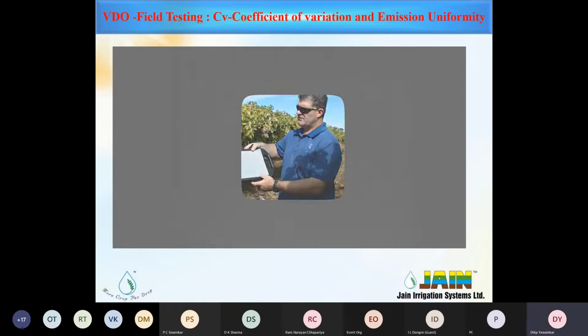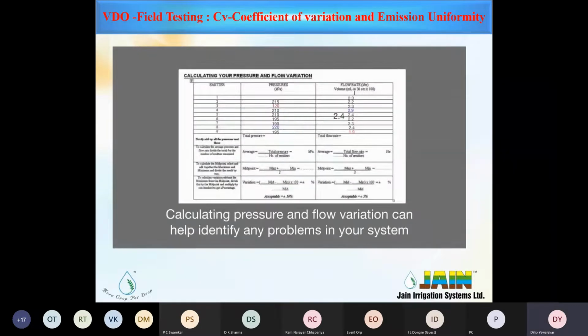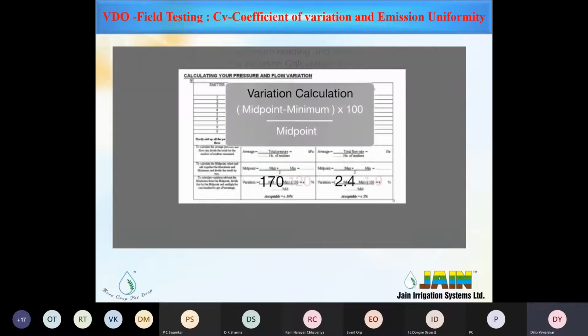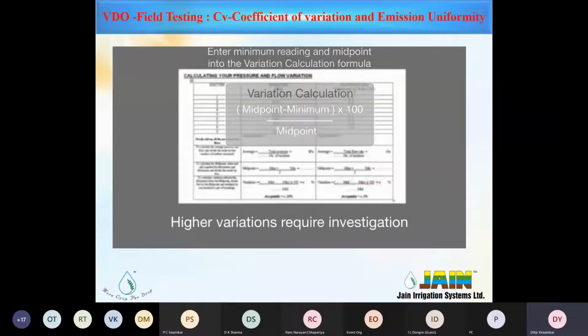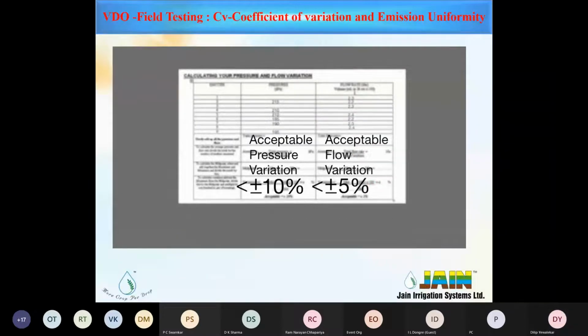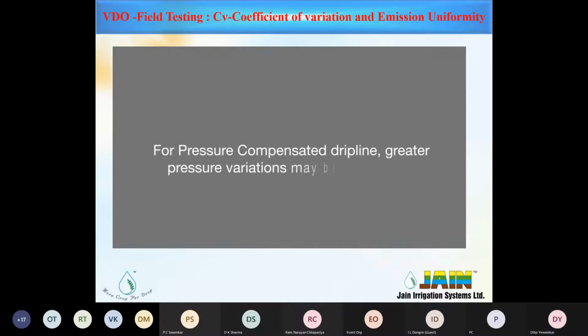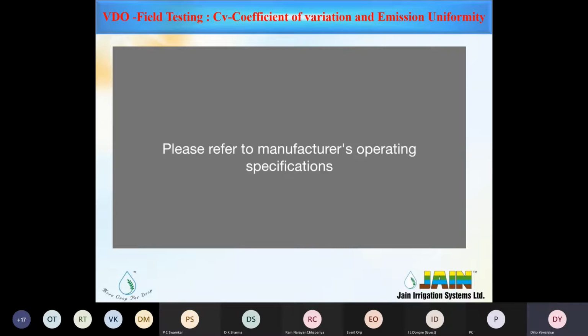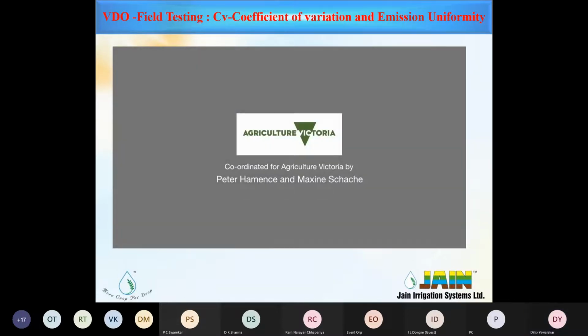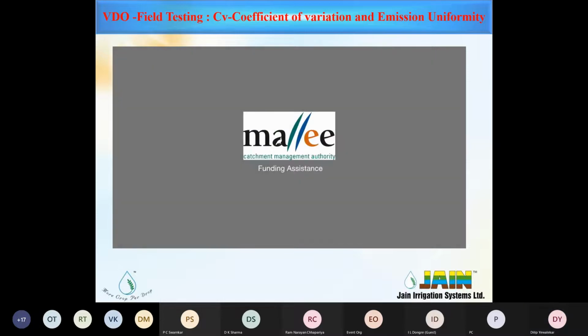Then once you collect the data, you have to put it into a CV calculation, the coefficient of variation. That means the statistical deviation has to be calculated, and based on it you can work out the coefficient of variation, how much variation is there. Up to 10% is acceptable. If the discharge variation is more than 10%, then that is not acceptable. That means something is wrong during installation or during design. So this is the indication. This is the certification.